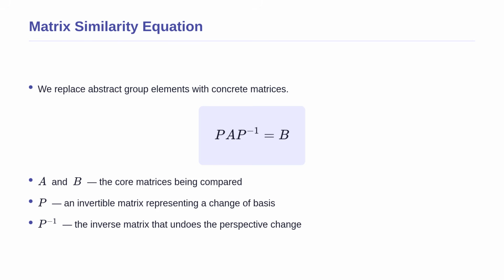This is exactly like looking at the same object from a different angle. P inverse is the matrix that undoes that change of perspective. In linear algebra, this exact equation is known as matrix similarity. If you change the basis matrix P, you are simply viewing the transformation A from a new coordinate system.